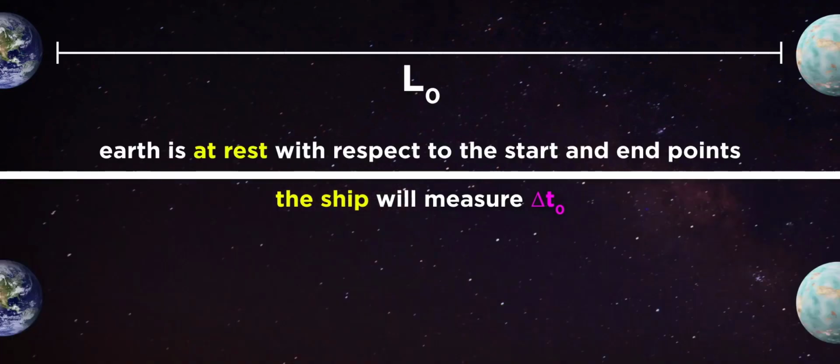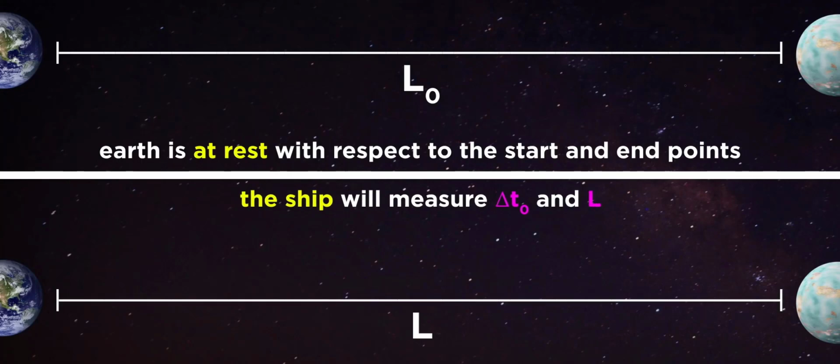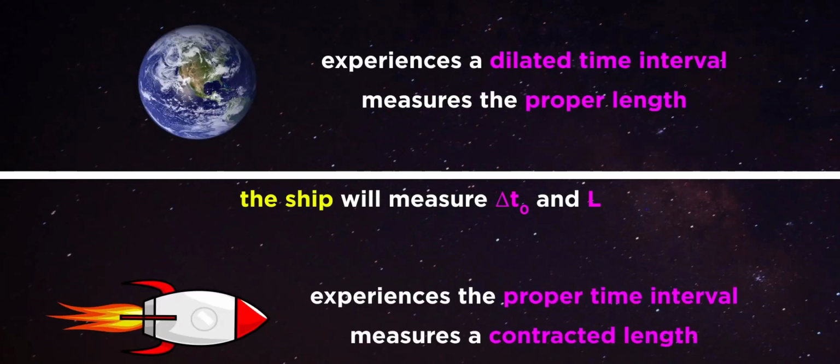L0, the proper length, however, is length as measured by an observer that is at rest with respect to the objects in question, like the Earth-bound observer is in this case. Anyone in motion with respect to the objects, like the person on the spaceship, will register some shorter length for this distance, L. This means that the proper time and length may not always be measured by the same observer, and we need to know how to assign these in order to do the math correctly.